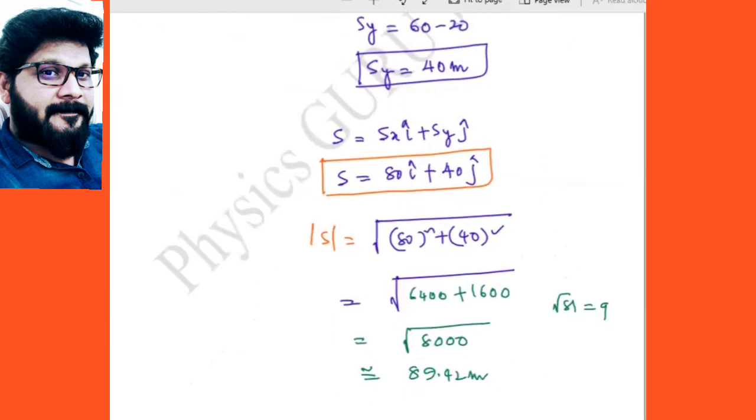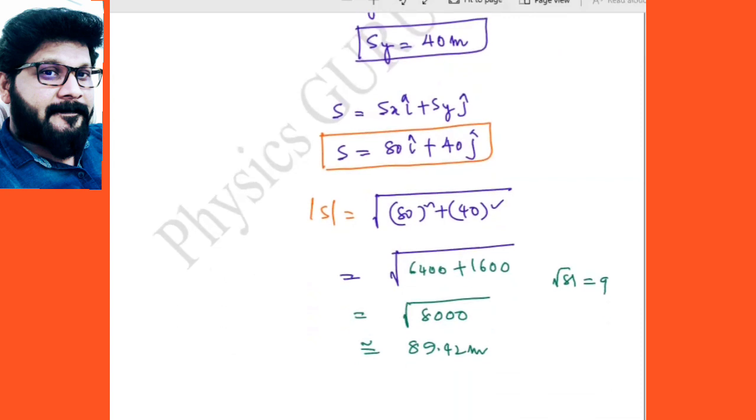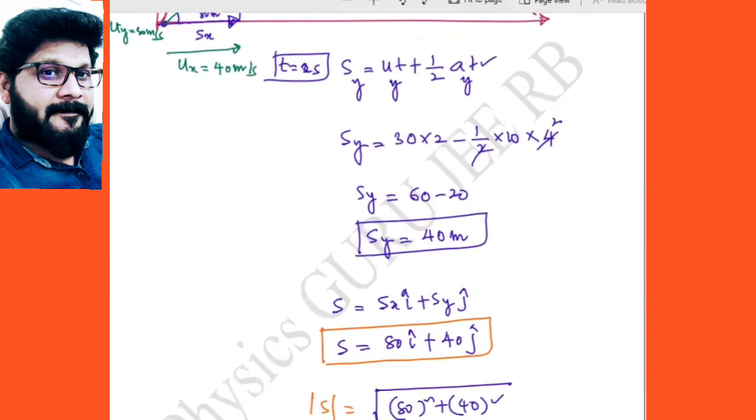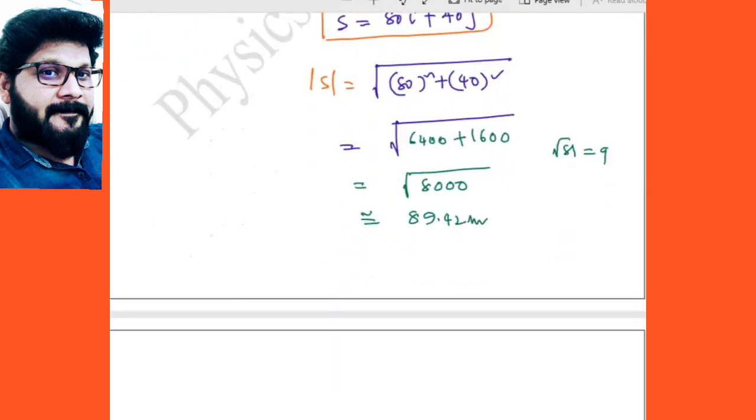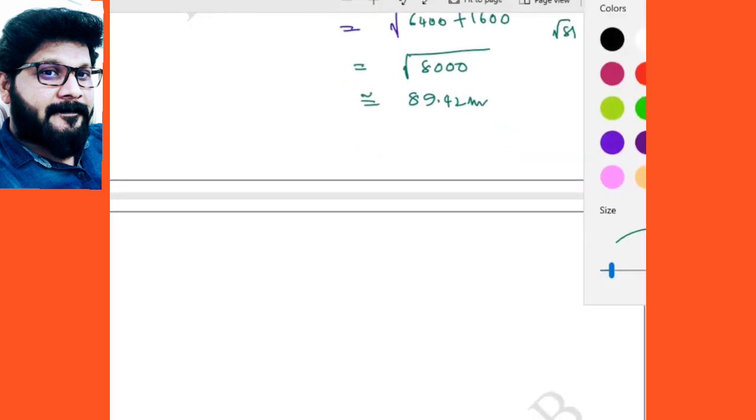Nearly 89, so 89.4 something like that, meters. Is it clear to all of you how we calculated? Okay, next, the last problem for you, fast all of you. For a projectile motion from ground to ground, given is h is equal to r. Find the angle of projection.